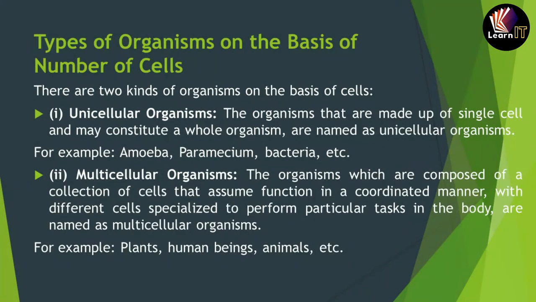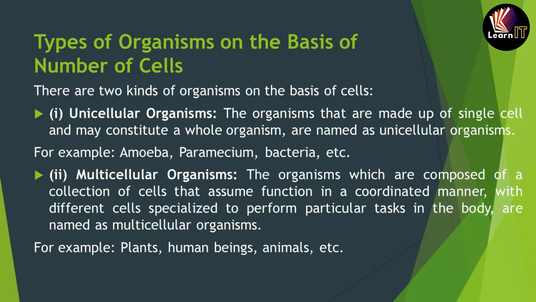Now we know what a cell is, who discovered it, who discovered the nucleus, and what is meant by the cell theory. Now we'll move on to the types of organisms. We have divided organisms on the basis of the number of cells present. So basically there are two kinds of organisms on the basis of cells. The first one is unicellular organisms and the second one is multicellular organisms.